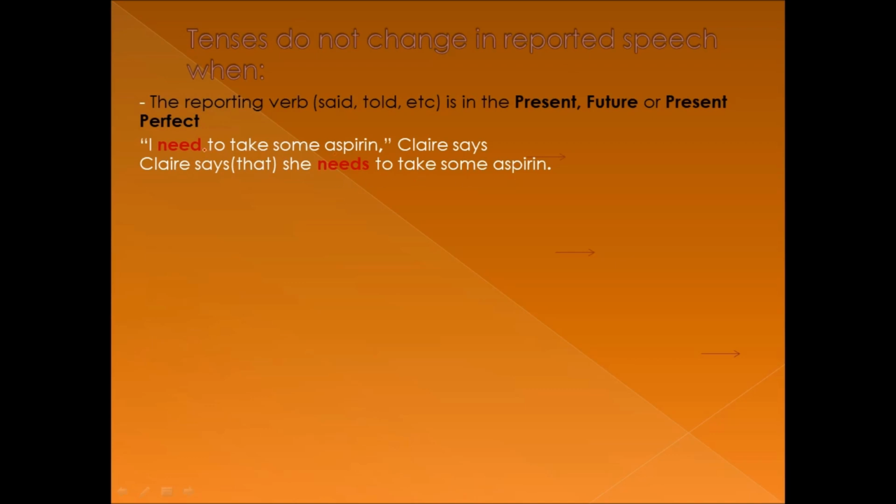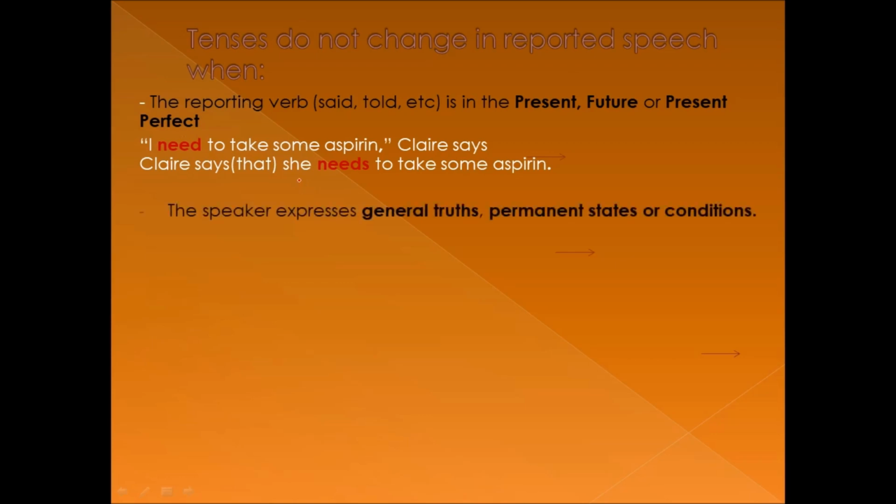As you can see, the reporting verb here, or the introductory verb, isn't in past simple like the examples before. It actually is in present simple. And because it is in present simple, we don't transform the tense of the verb one tense back into past simple. The only thing we need to change here is the pronoun. I transformed into she.